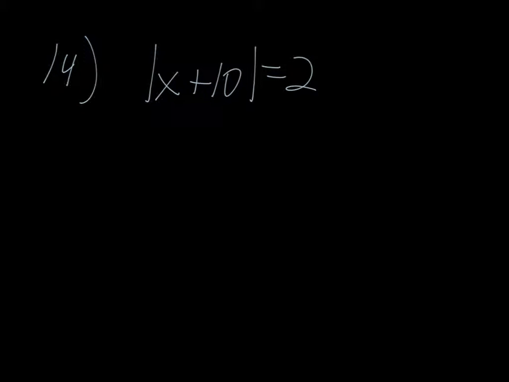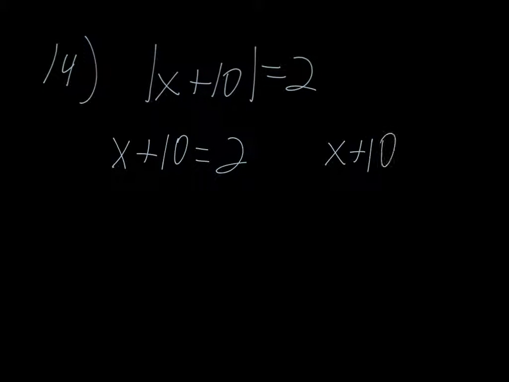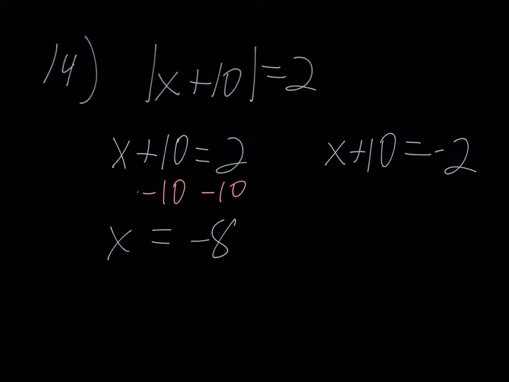Alright, so this is an absolute value problem. As soon as the absolute values are by itself, you have to split it up into two separate problems. So I'm going to set it equal to 2. I'm also going to set it equal to negative 2, and you have to solve both of those. So that gives me negative 8 as my first answer. And negative 12 for my other answer.